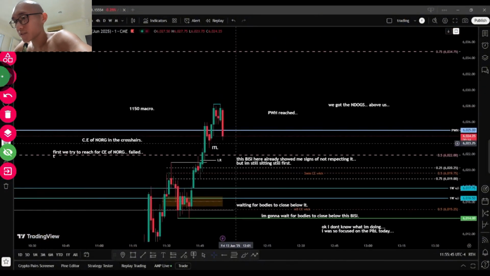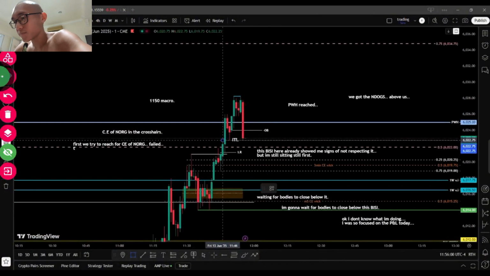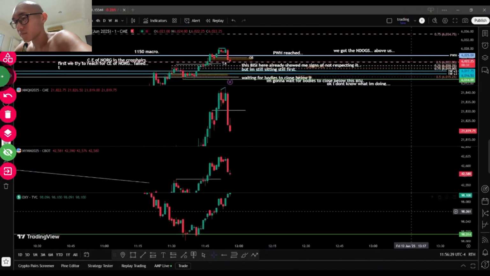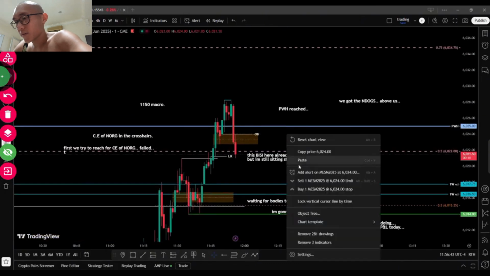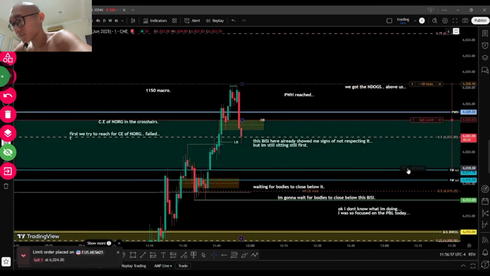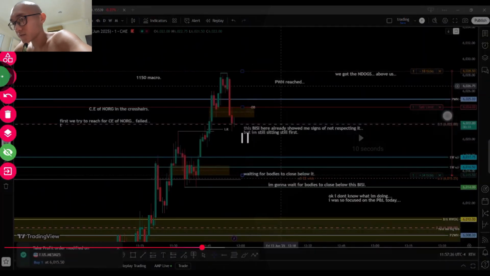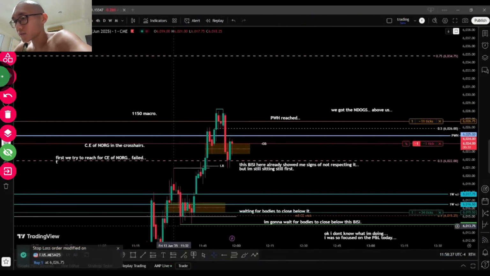Okay, nice rejection to the downside. See if we have a fair value gap form. Okay, yeah, we have displacement now. We have a fair value gap, and that's basically it. Nice trade. See if we get filled or not.